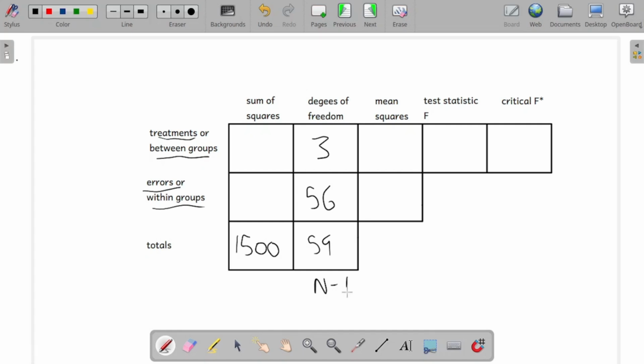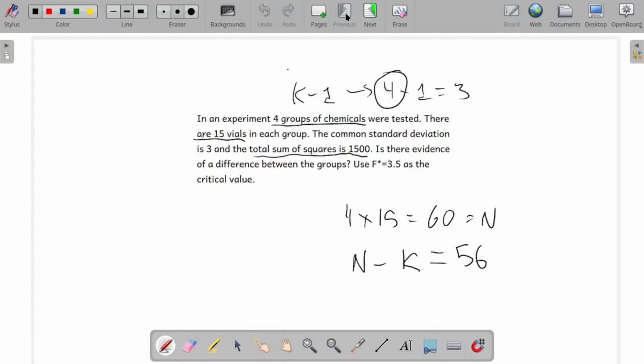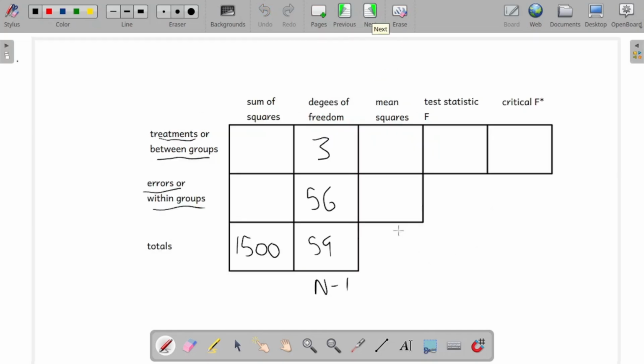There's some more information still to pull out of this. Let's go take a look at that. The common standard deviation is 3. Now, recall this cell here is the common variance. So if standard deviation is equal to 3, then the variance is equal to 3 squared, or 9. So that goes here. So this is all the information we're given, other than the critical value of F. And we'll put that in over here just to be complete.